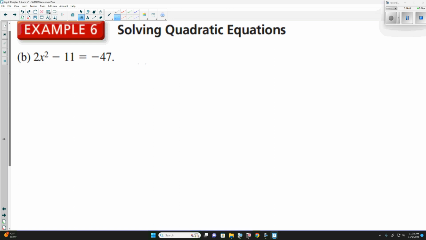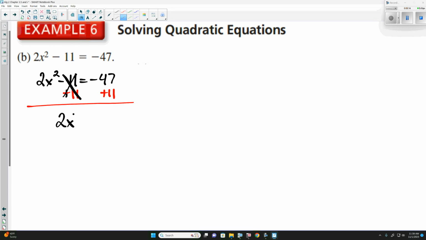We're looking at another one. And again, we can use the square root method because there is no middle term. All we have to do is get the x squared term by itself. The first thing we can do is add 11 to both sides, because negative 11 plus 11 is 0, leaving us just our 2x squared is equal to negative 47 plus 11, which is negative 36.